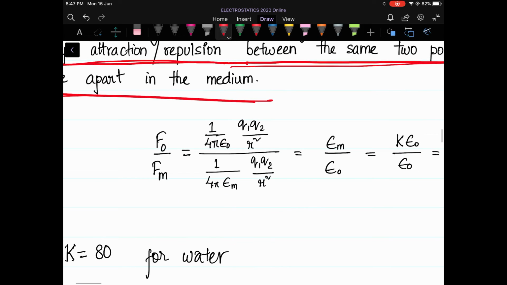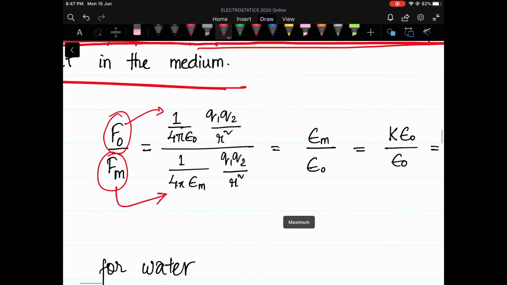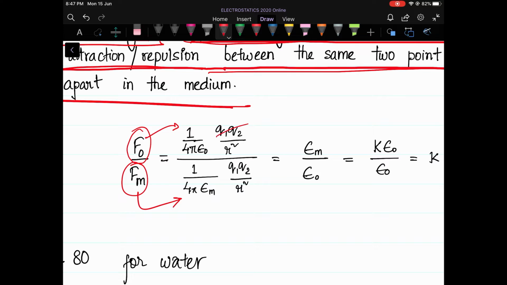Here you can see we have written the force between the two charges in air divided by the force between the two charges in a medium. We are writing the force formula in air, and we are writing the force formula in that medium. Since the two charges are the same in both the mediums, they get cancelled. Even the distance is the same, so this gets cancelled. 4 pi gets cancelled, 4 pi gets cancelled. Here we are going to be left with 1 over epsilon naught divided by 1 over epsilon for that medium. And when we take this up, we get epsilon for medium divided by epsilon for air.